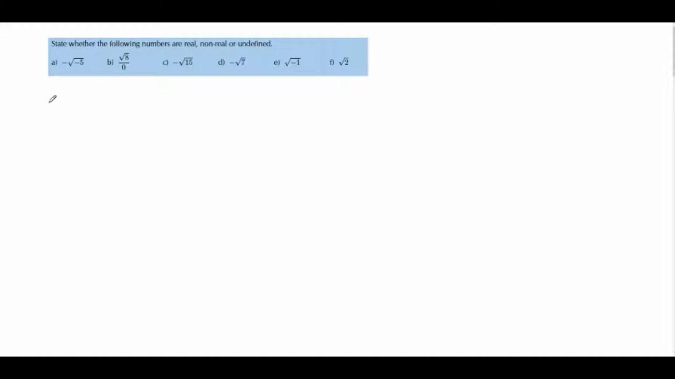Okay. So the first one we have is negative square root of -5. So that is a clear answer. The reason that you're getting your answer is this part over here. You have a negative within a square root, which makes this number non-real, and it is non-real because we will never have a square root of a negative number.